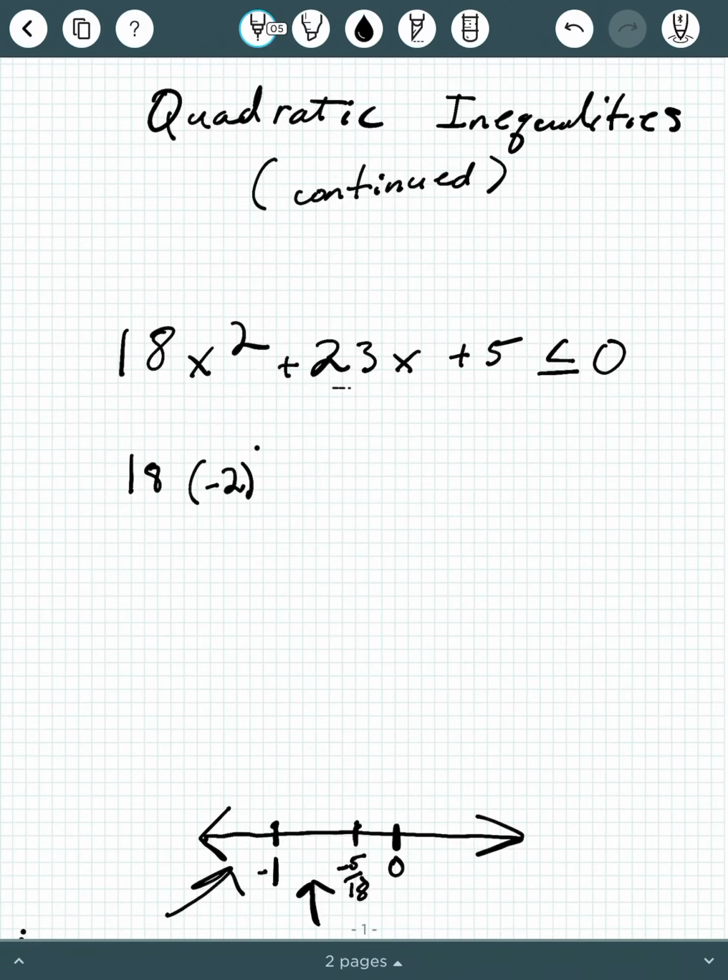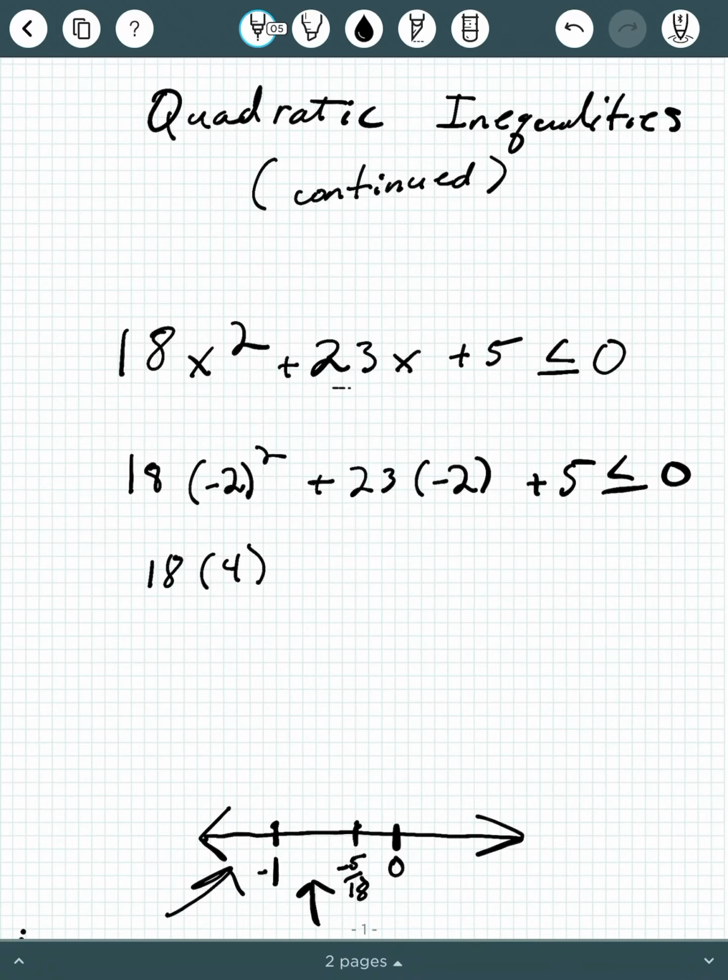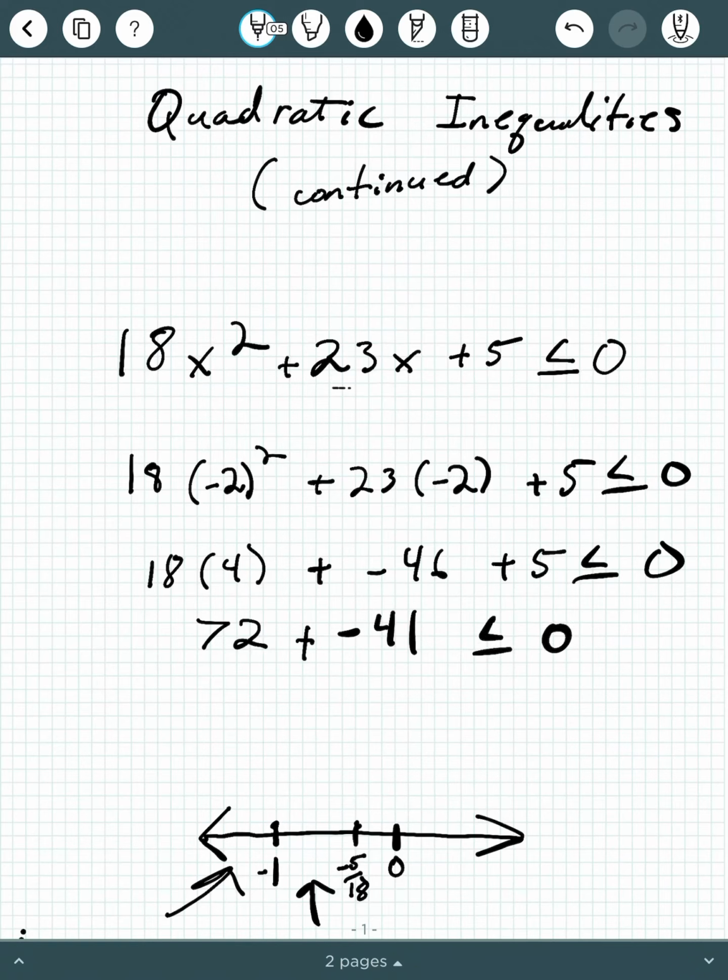All right, so 18 multiplied by -2 all squared plus 23 multiplied by -2 plus 5. We're going to see if that's less than or equal to 0. All right, so if we square -2, we get +4. So 18 will be multiplied by +4. We'll add that with 23 times -2, which is -46, plus 5 is less than or equal to 0. So now 18 multiplied by 4 is 72. When we combine -46 and +5, we can just write that as -41.